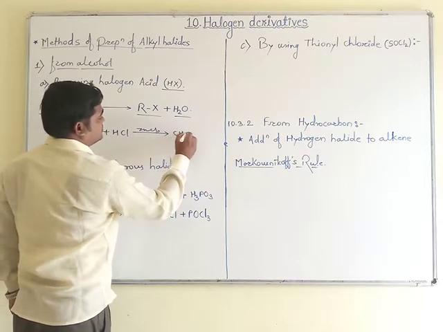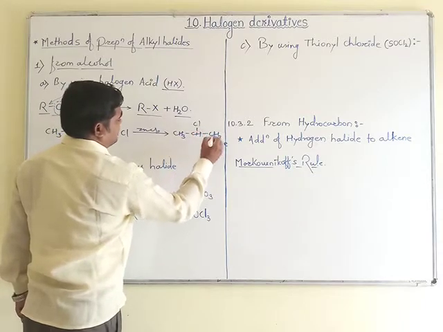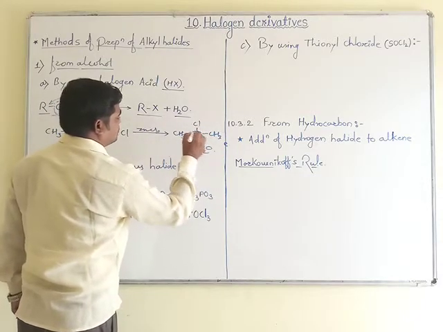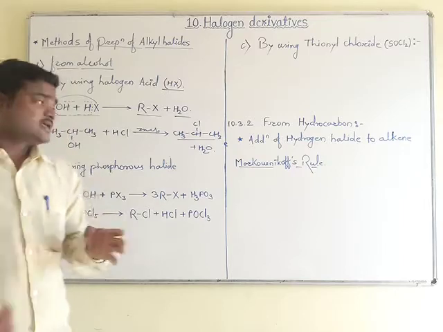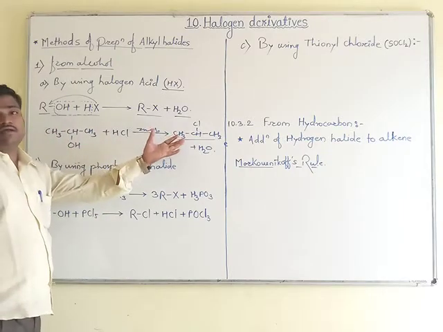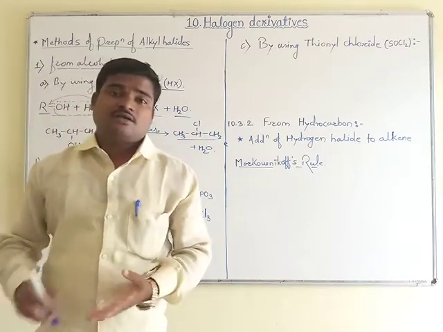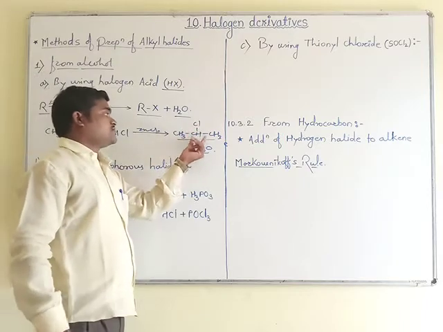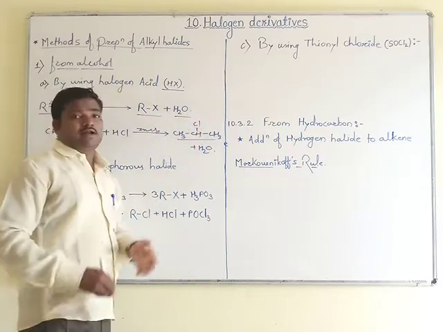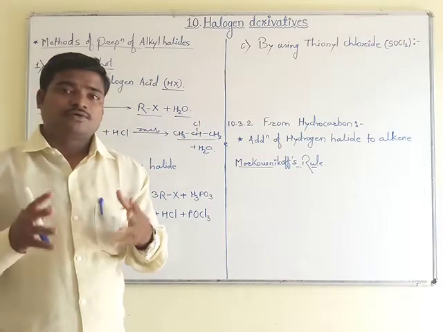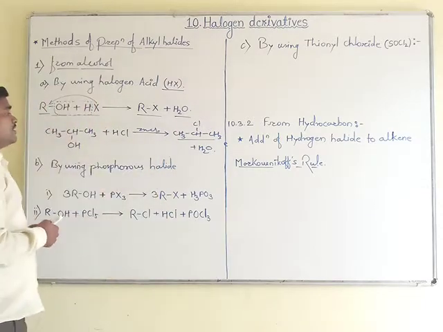we are getting CH3CHClCH3 along with H2O. So the name of this compound is isopropyl chloride, that is a secondary alkyl halide. From a secondary alcohol in the presence of HCl, we can prepare isopropyl chloride, or we can say a secondary alkyl halide. So this is the method by which we can prepare the secondary alkyl halide.